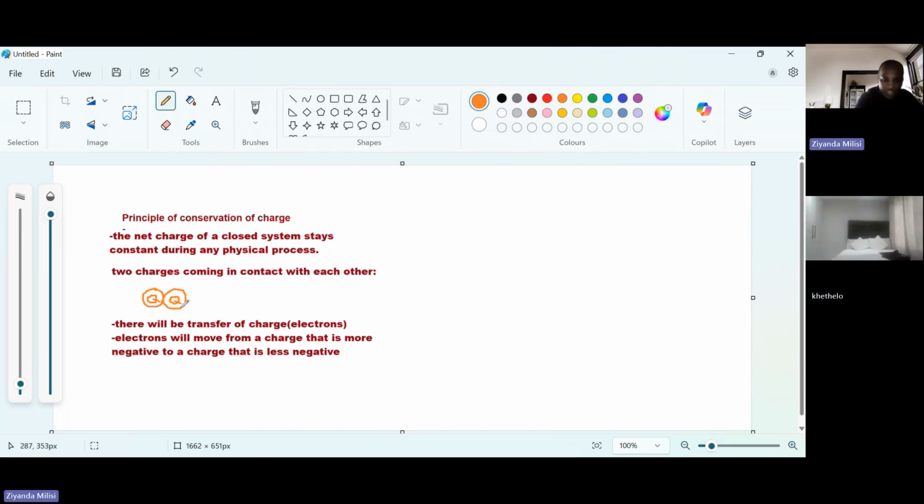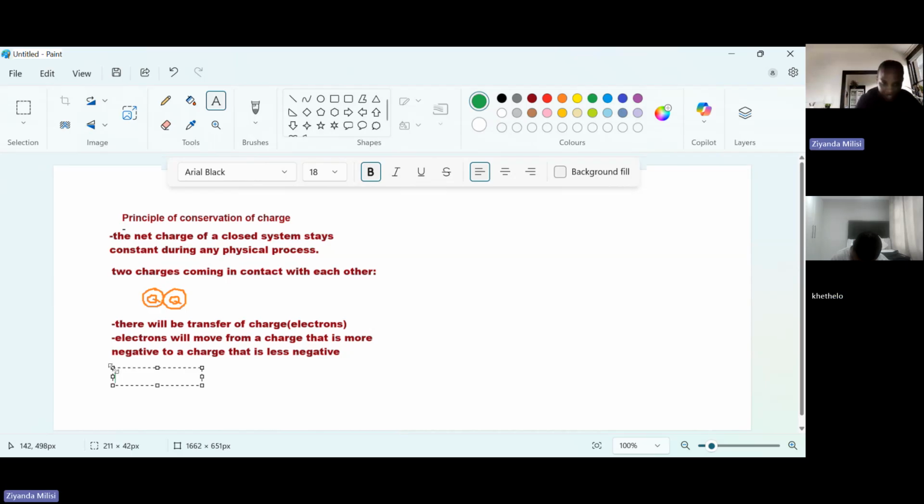Once these two charges have touched, remember, electrons now are being transferred. These charges, after touching and then being separated, will now have the new charge. Did you get that? Yes, ma'am.